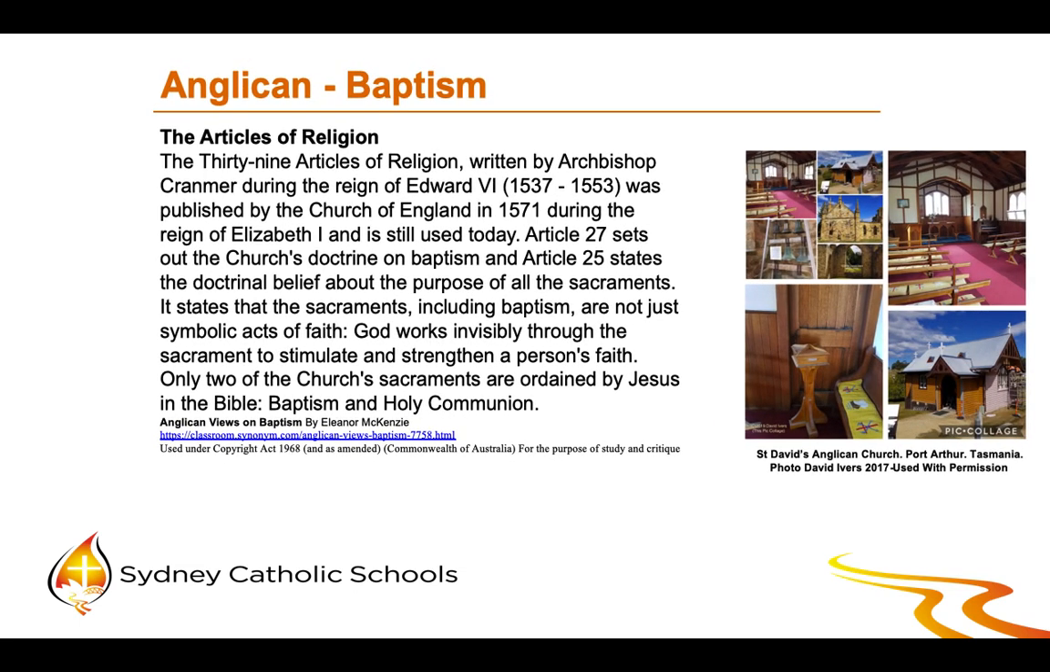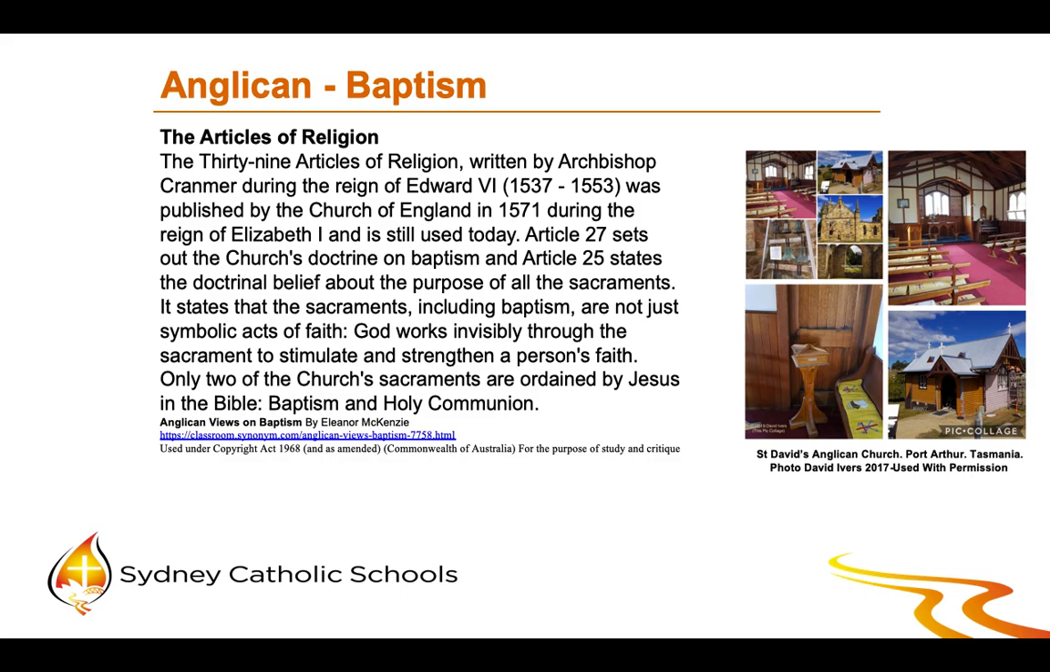The Anglican Church has what's known as the Articles of Religion. And despite the different branches or sections of the Anglican Church, sometimes referred to as the Anglican Communion, their understanding of fundamental core aspects of the Anglican variant are found in the 39 Articles of Religion.